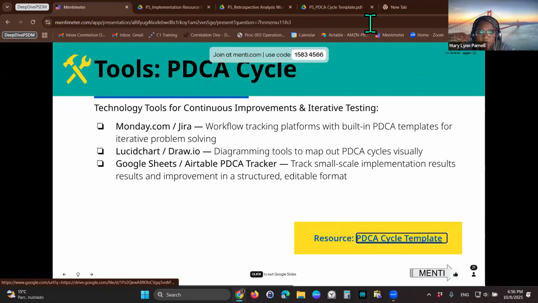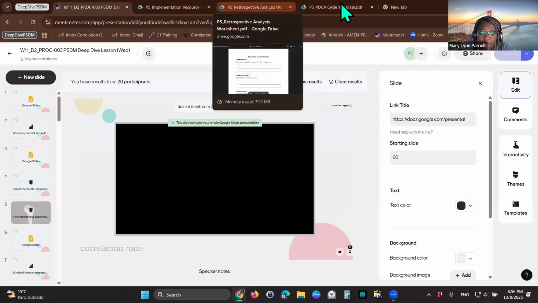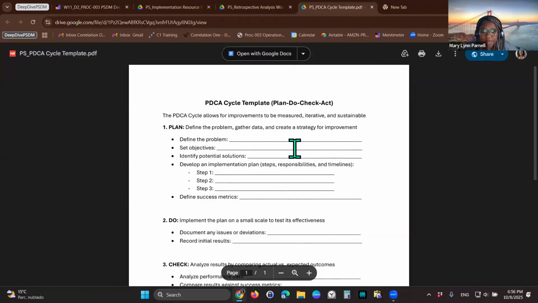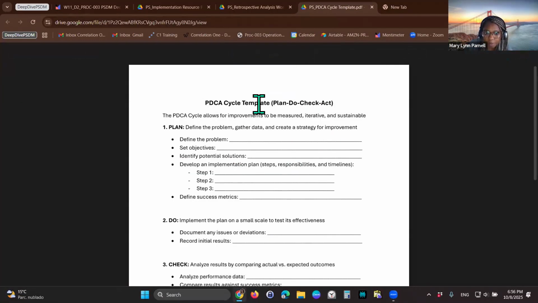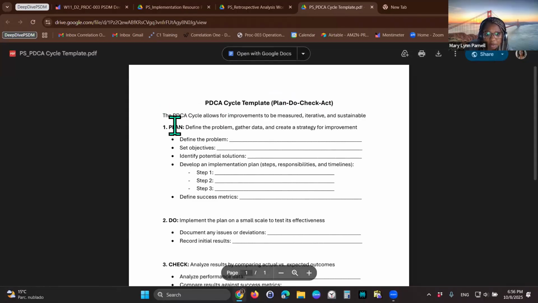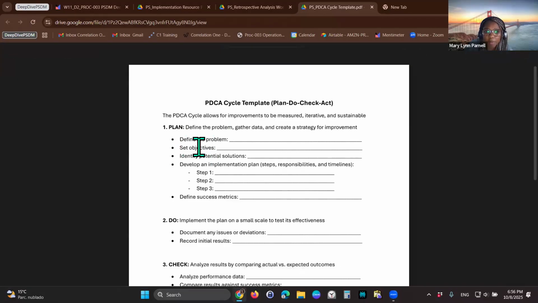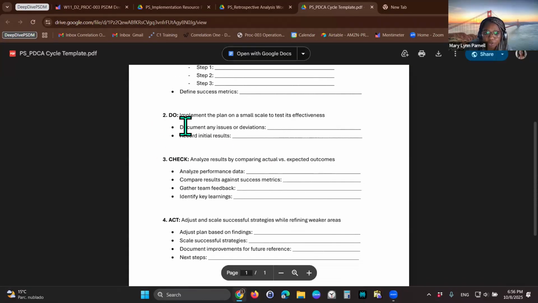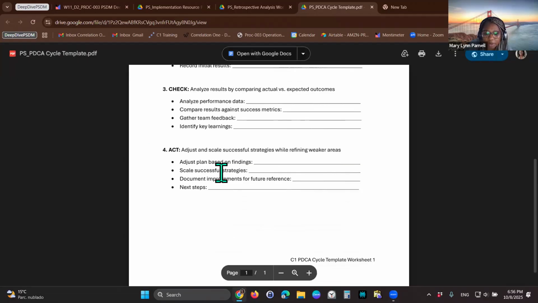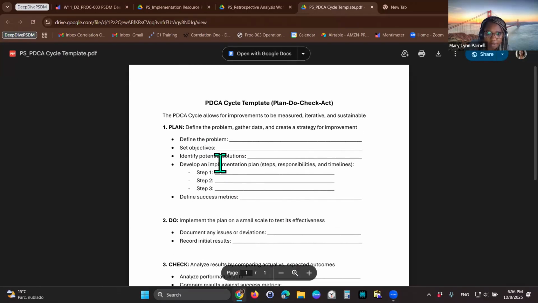Again, here is an example of the PDCA cycle: plan, do, check, and act. And it will go through the different components of it: defining the problem, setting your objectives, your do, your check, and your act, and really just walks you through the process of doing it.